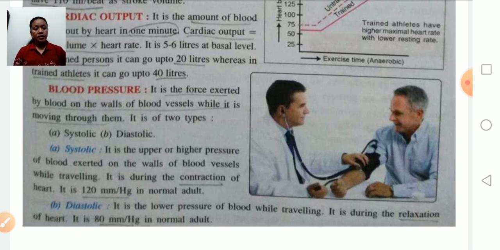And it is 120 mm Hg. And diastolic means lower pressure, lower pressure of blood while traveling in the vessels. When the blood travels through blood vessels, the lower pressure is known as diastolic, and it is during the relaxation of the heart, and it is about 80 mm Hg in a normal adult.